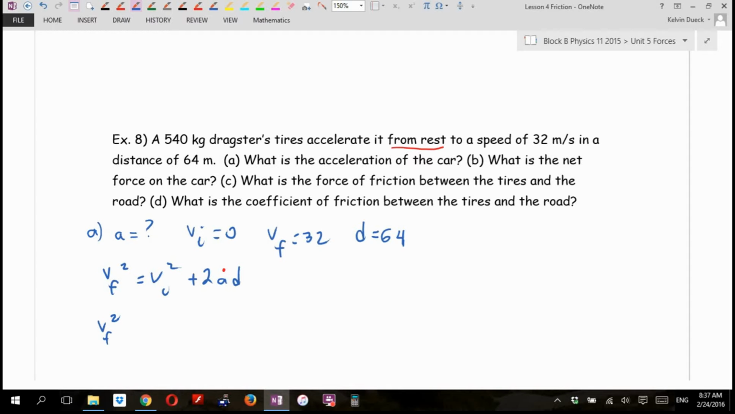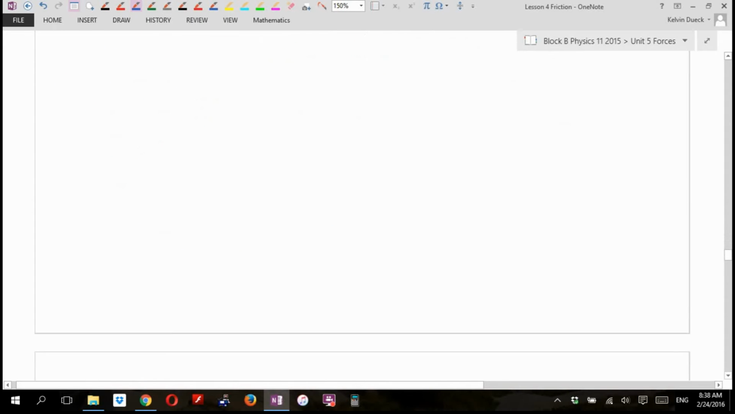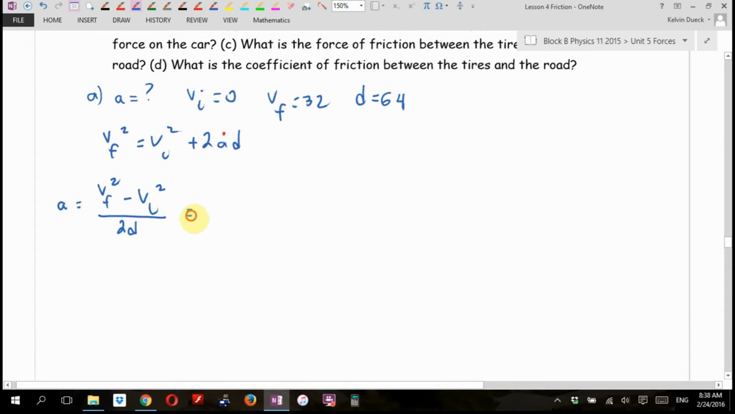Okay. What about the VI squared? How would I move that one over? Which one will I do first? Because it's reverse order, right? So if I hear you, you're telling me minus, yes? And then you said what? Thank you. I know it's first, and I'm going to put the A on that side if that's okay. It's going to be 32 squared minus 0 squared all over 2 times 64.